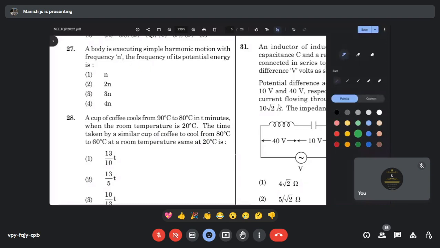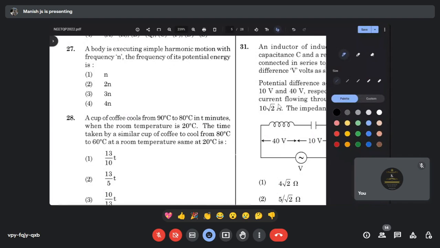A body is executing simple harmonic motion with frequency n. The frequency of its potential energy is, so they are asking what is the frequency of the potential energy if it is going to execute simple harmonic motion. So what do we do here? You have to relate, you have to express what is the expression for a body executing simple harmonic motion. So how can we express it?